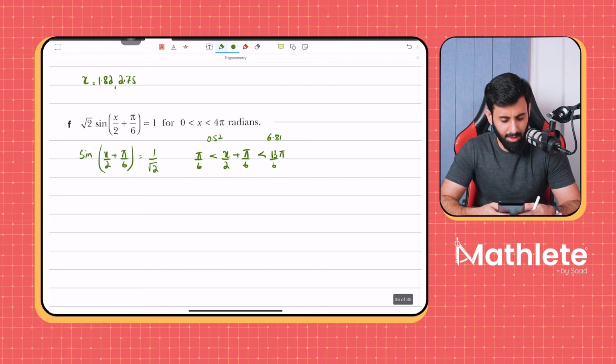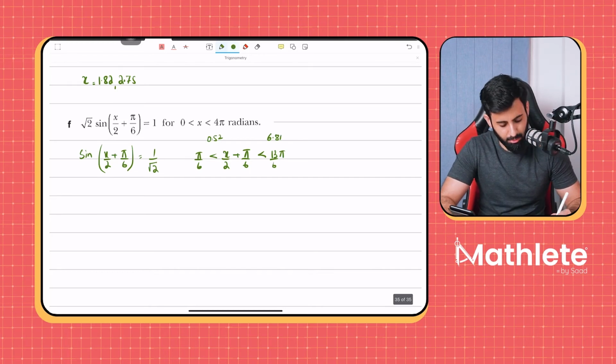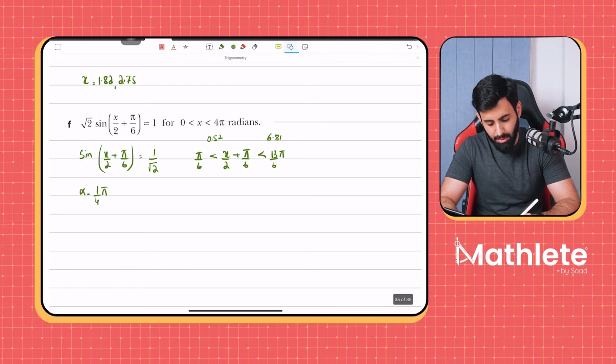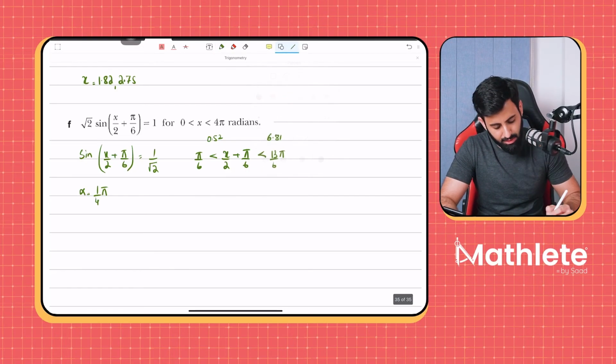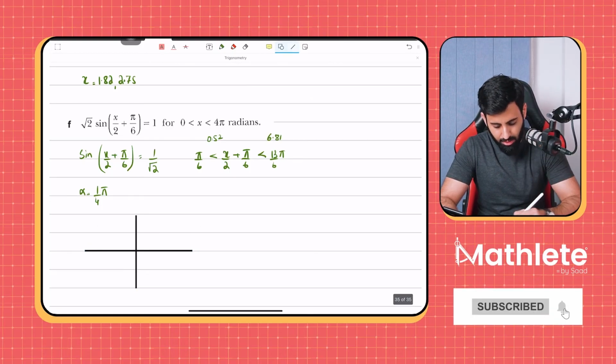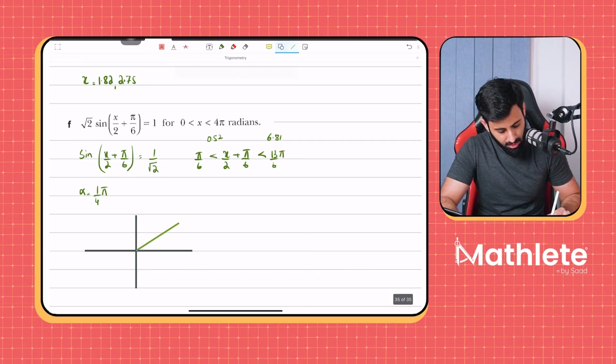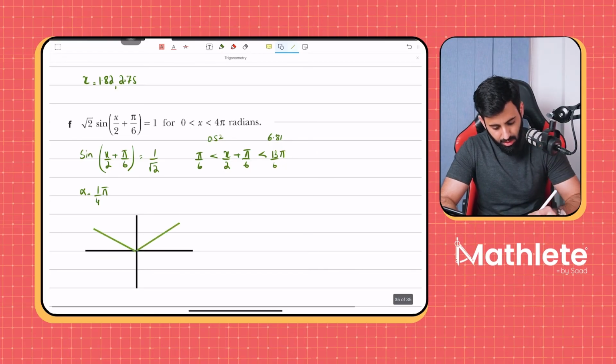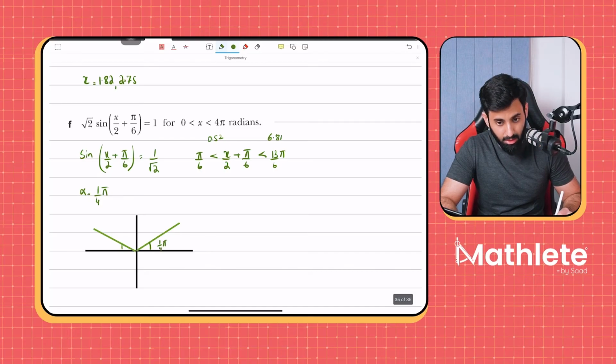Then sine is positive. We find out alpha by taking the sine inverse of 1 upon root 2. So we're looking at 1 upon 4 pi. So alpha is equal to 1 upon 4 pi. Now where will we find this? We will find this in the first and the second quadrant. Okay. So here's the first, here's the second. Here we have 1 upon 4 pi. Here also we have 1 upon 4 pi.